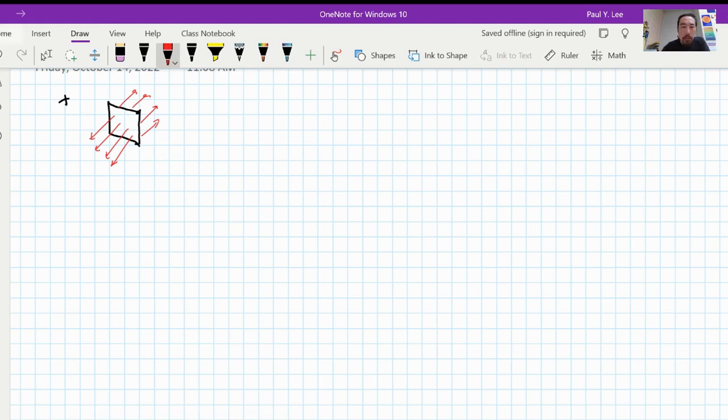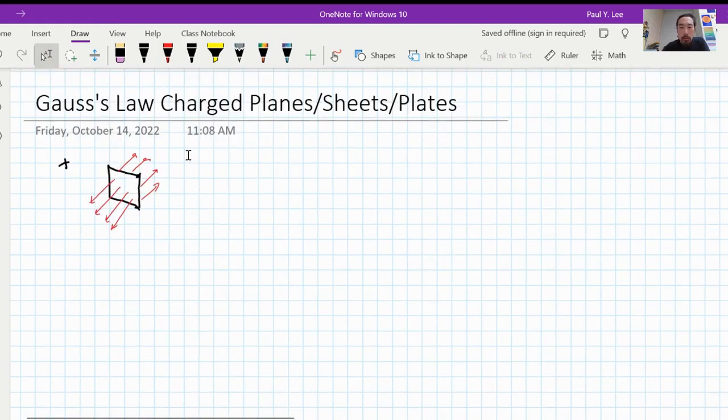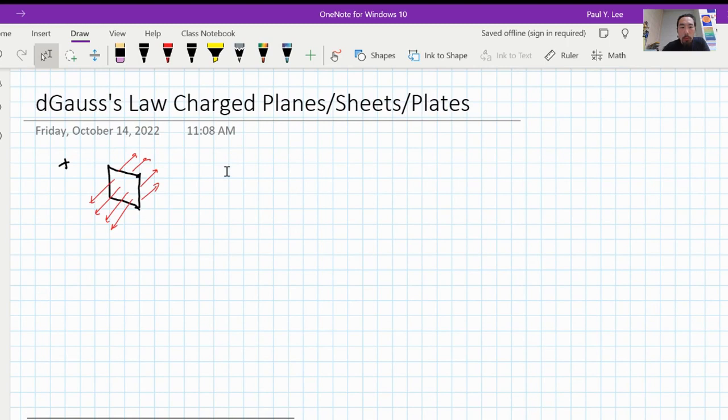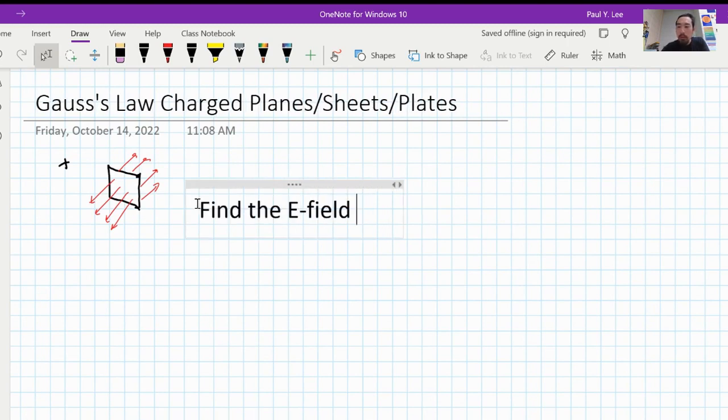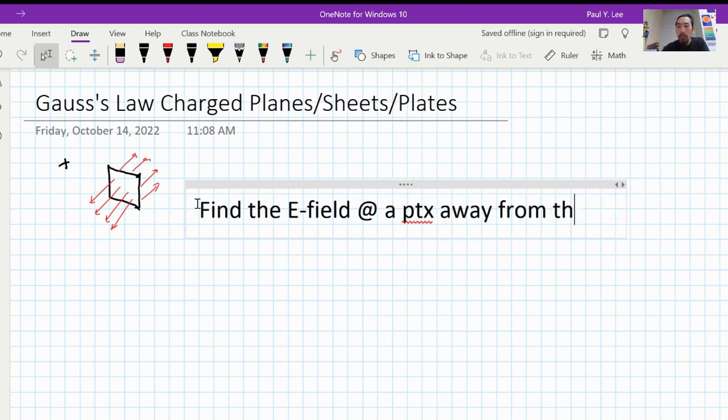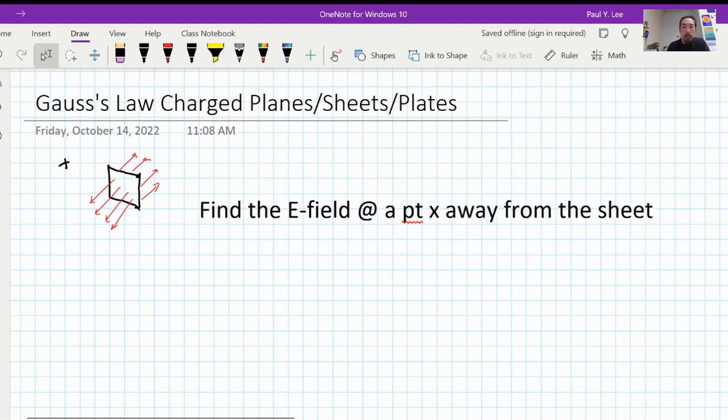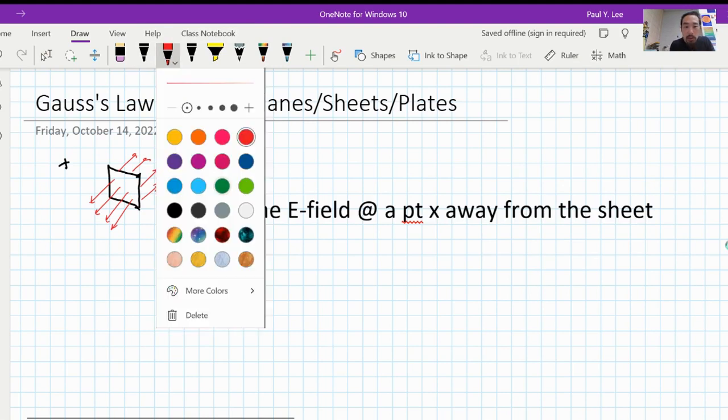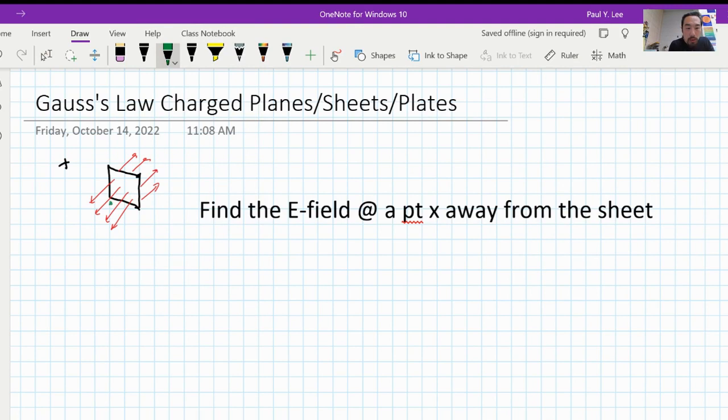Well, let's come up with a situation here, a purpose for all this. What we want to do is find the E field at a point X away from the sheet. And this point X can be anywhere. So I'm just going to get my marker. Let's do green. At point X right here, some radial distance away.